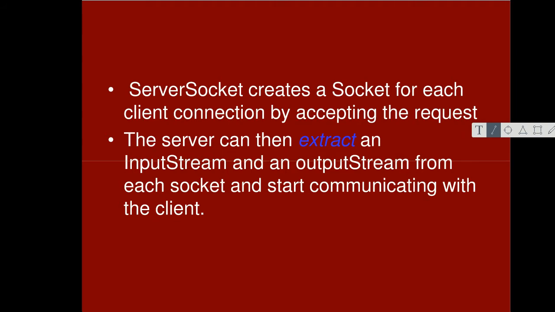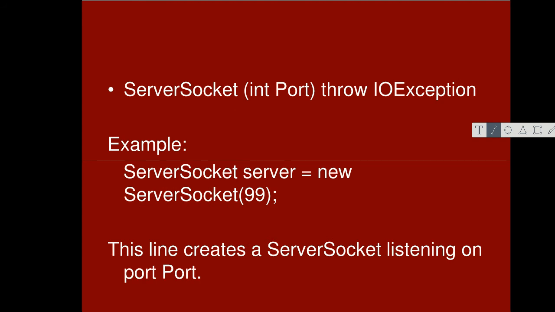So the server socket creates a socket for each client connection by accepting the request that you've in effect made to connect to the server. And the server can then extract an input and an output stream from each of those sockets and start communicating with the client. It's all quite neat. Let me show you in practical terms what all this involves.